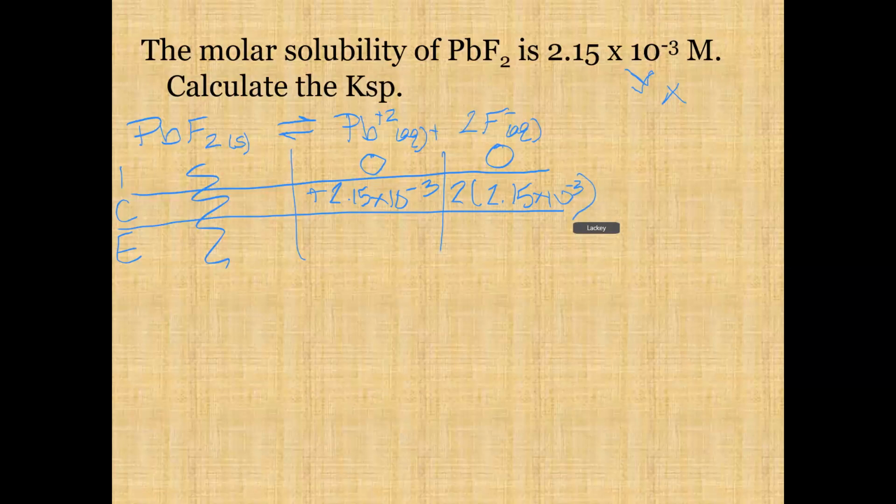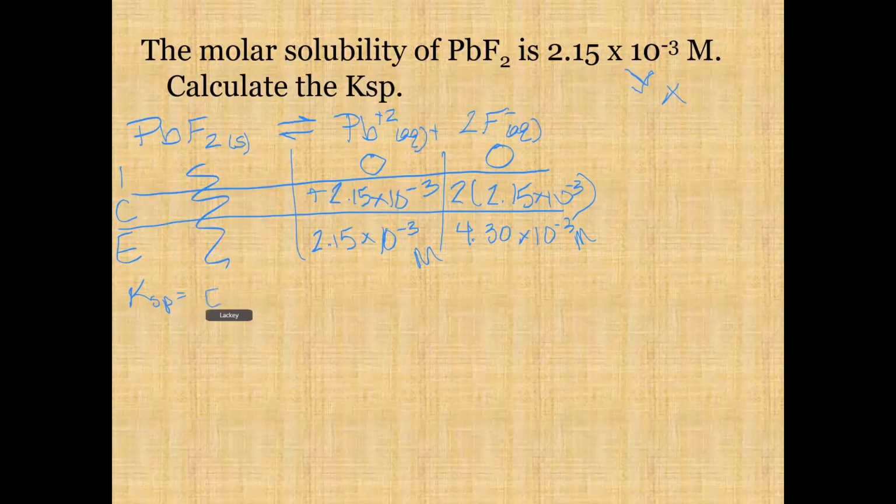That means that our equilibrium concentration for lead will be 2.15 times 10 to the negative third. For fluorine, it's going to be 4.30 times 10 to the negative third. And those are molarities for both. So those are our equilibrium amounts for the two ions. But it wants KSP. So for our K equation, it is products over reactants.